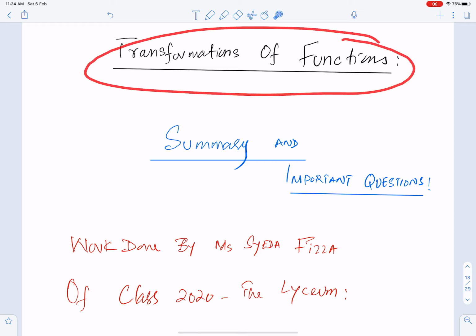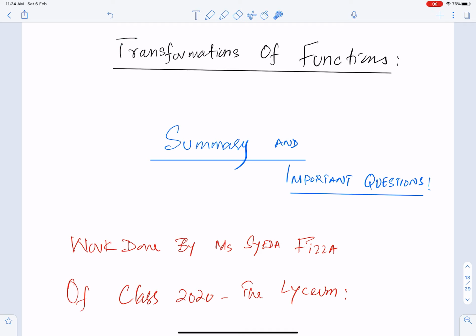Transformation of functions. The topic of this lecture is summary and important questions. For this lecture, I am using the work of one of my best students, Miss Sayyida Fiza Kaisar of class 2020, the Lyceum.